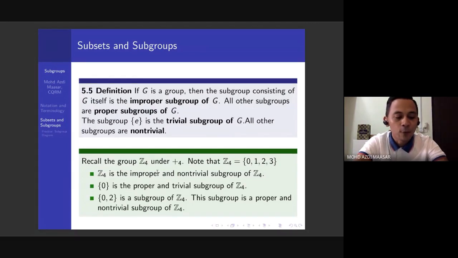To draw the subgroup diagram, of course, you draw a line from integer modulo 4 to the subgroup containing 0 and 2 first, because 0 and 2 is a subset of integer modulo 4. And then the trivial subgroup must be put at the most bottom part of your figure, because the subset containing 0 is of course a subset of any subgroup that you can find in integer modulo 4.